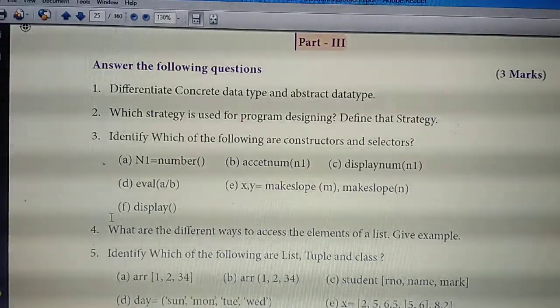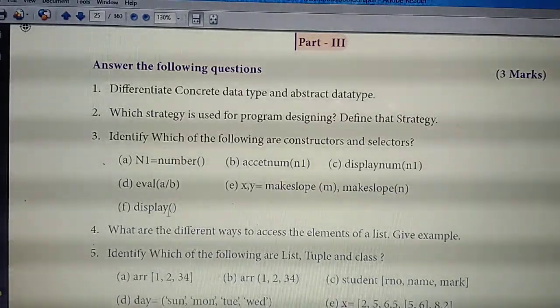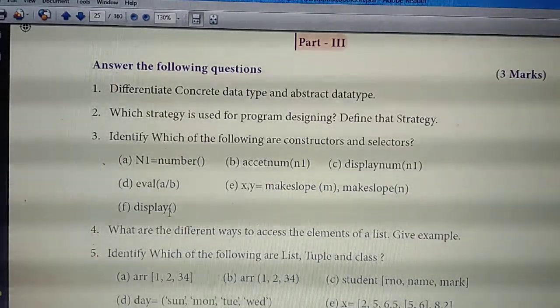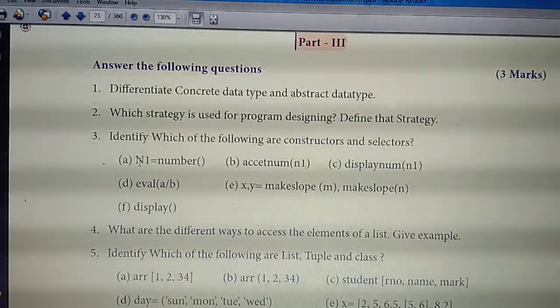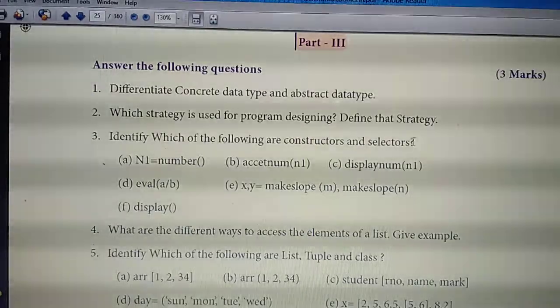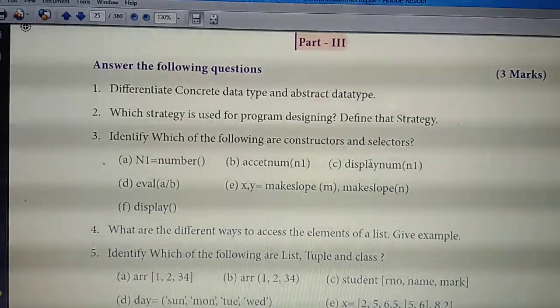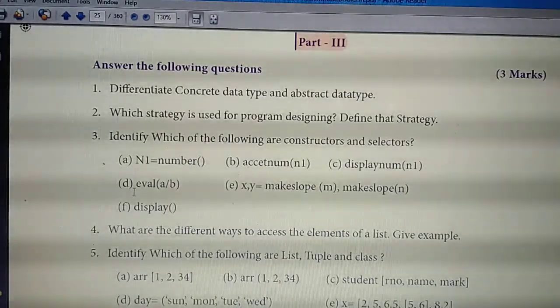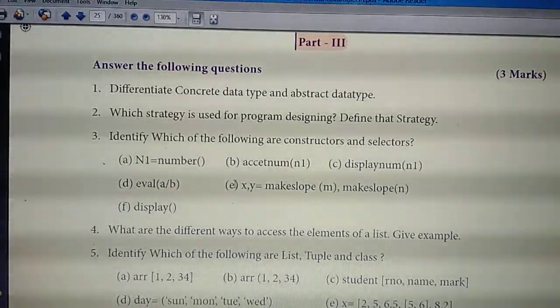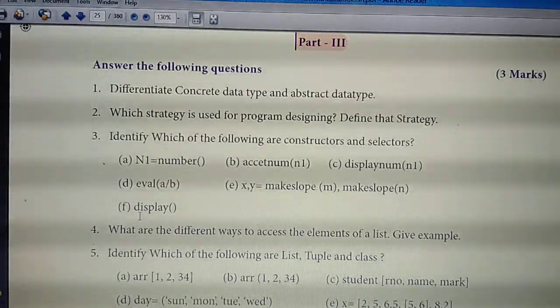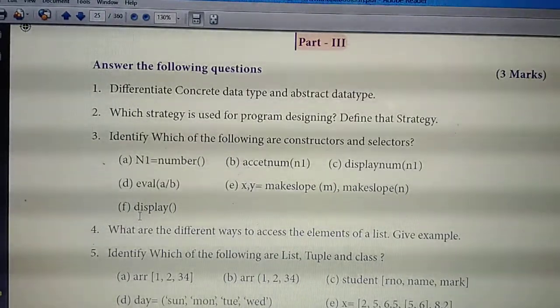Answer of F is selector. So have you all written? Once again I am repeating: answer of A is constructor. Answer of B is selector. Answer of C is selector. Answer of D is selector. E answer is constructor. F answer is selector. Have you all written?